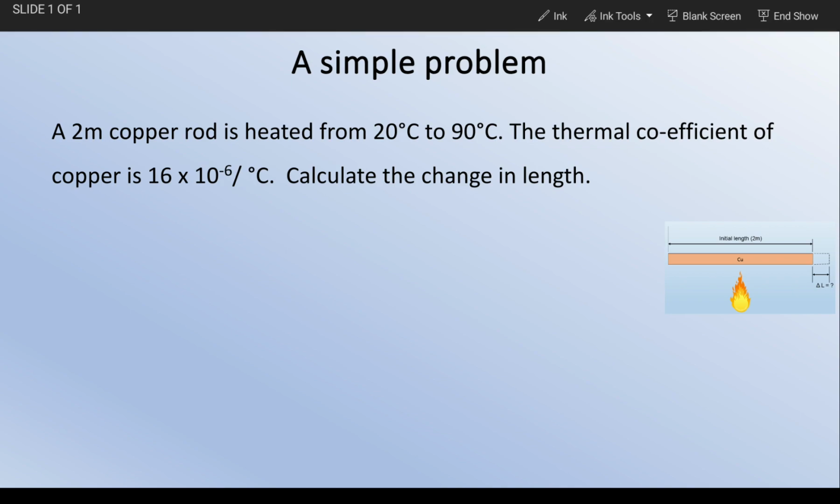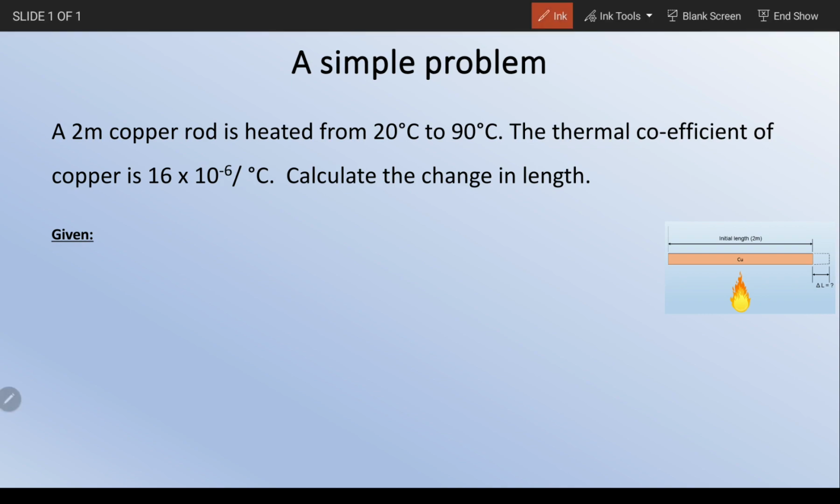Let us see what we have. We know that there is a 2-meter copper rod that is being heated from 20 to 90 degrees Celsius. The thermal coefficient of copper is given, and they want us to calculate the change in length. This is a very simple problem. Now let us write down all the things that we know first.